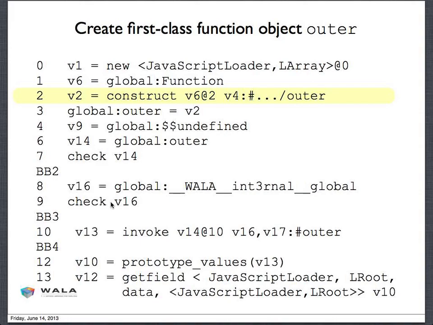Now, remember in JavaScript, functions are first class. They can be passed around, they can be assigned to variables, they can be called, you can do other unspeakable things to them if you want to. And so we model that by actually creating an object that represents the outer function.